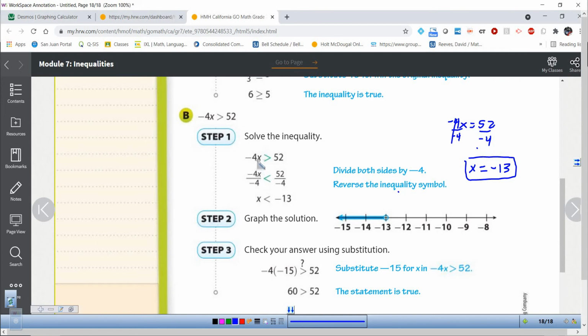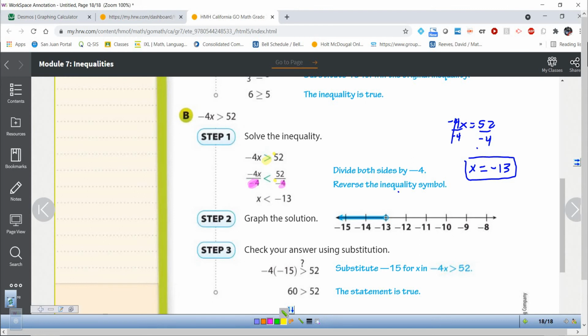But it's not an equation, it's an inequality. And you'll notice in solving that inequality, what did we have to do? We divided by a negative. So therefore, we must reverse the inequality sign. See how it was greater than? Then it becomes less than.